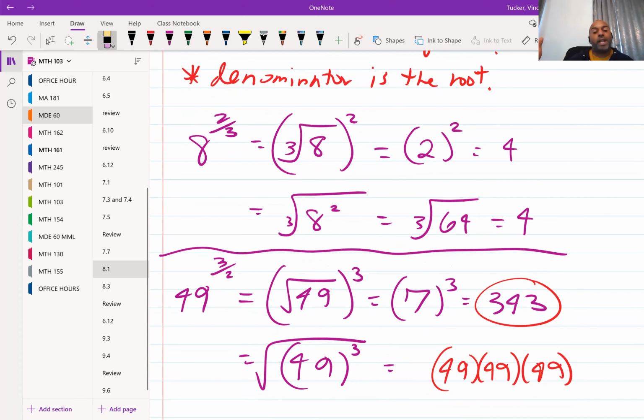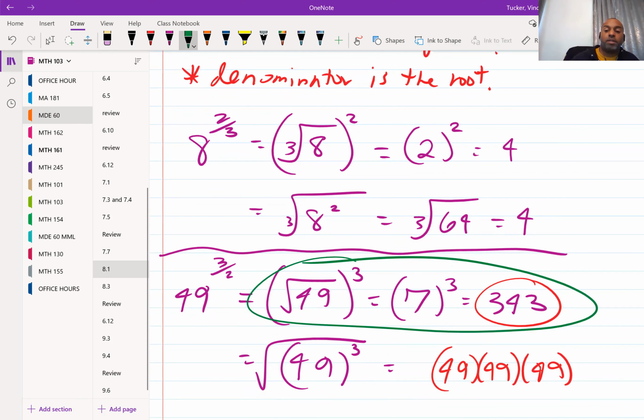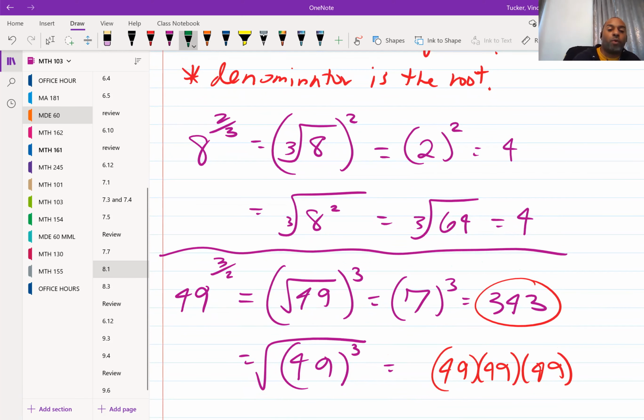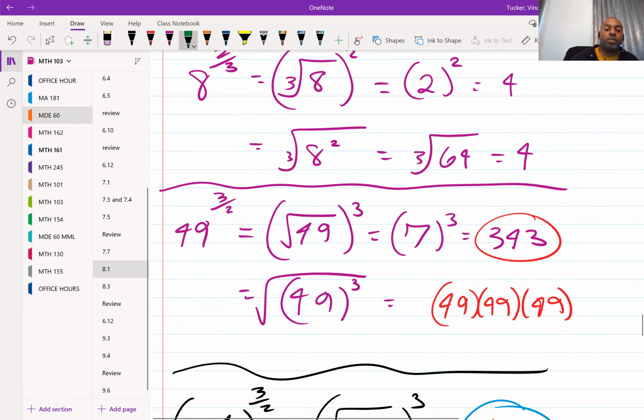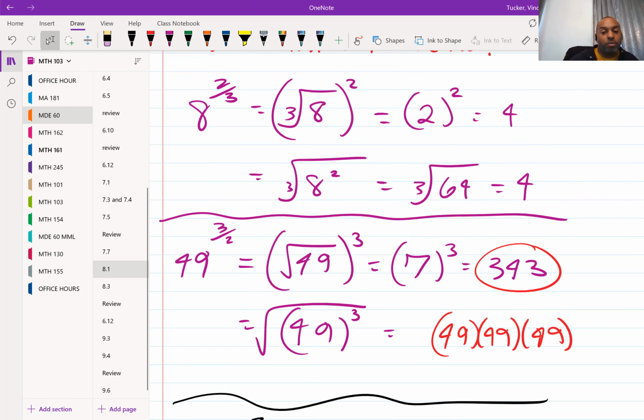Now, once again, it doesn't matter which order you do it. If you're doing it with a calculator, it doesn't matter. But if you're doing this by hand, it would matter because you want to deal with familiar numbers. So the first way that I show you would be the way I would do it by hand. I would take the square root of 49 first, which is 7, and then cube 7, and that would give me 343.